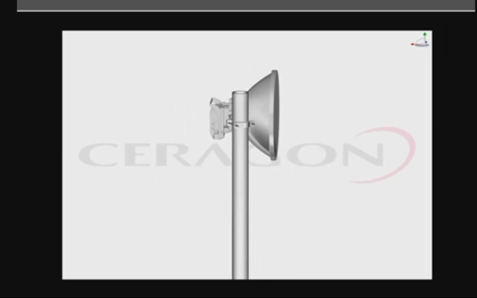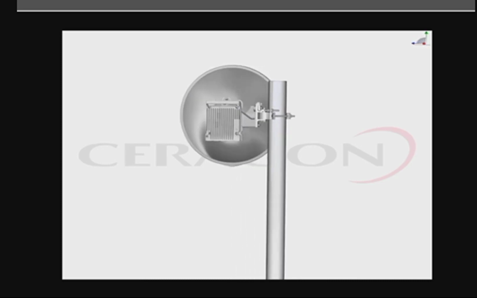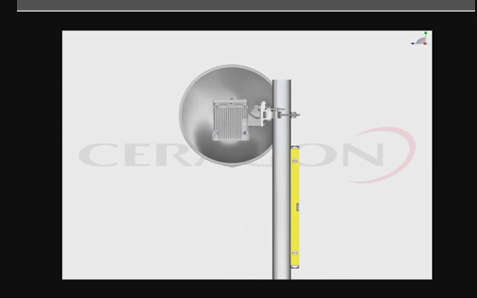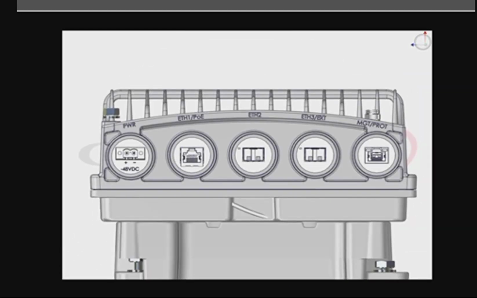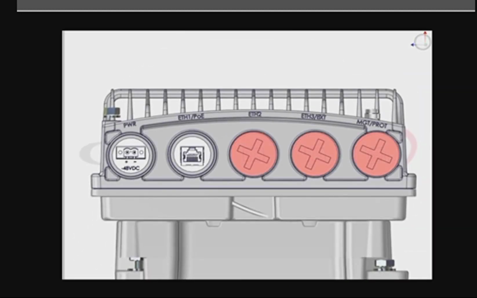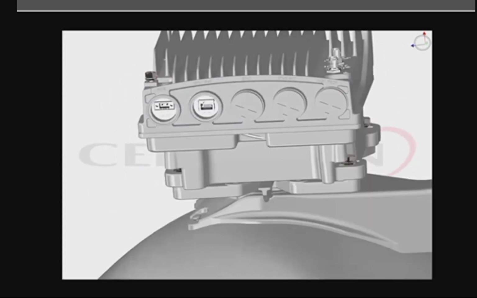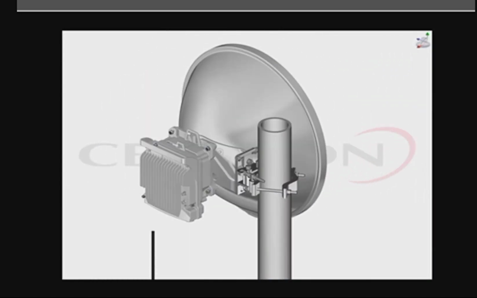Before starting the alignment, use a leveler to make sure that the pole is 100% vertical. You need to check both sides of the pole at 90 degrees separation. This is a critical step in any link. Make sure to properly close and tighten the covers of the ports that are not in use.